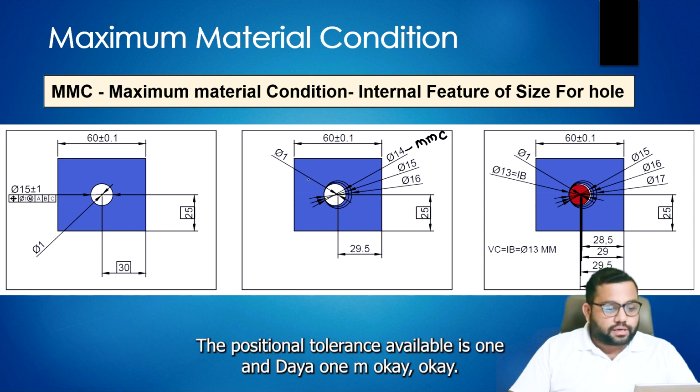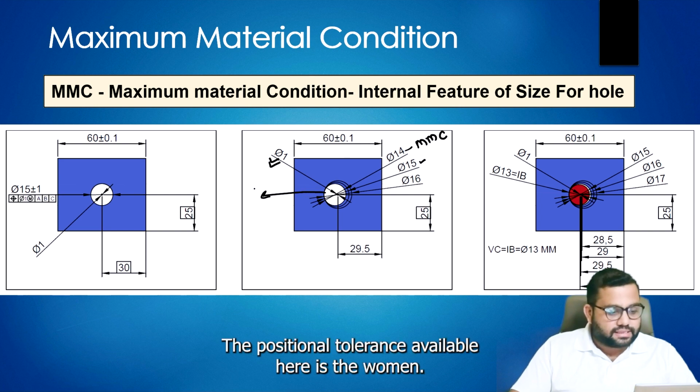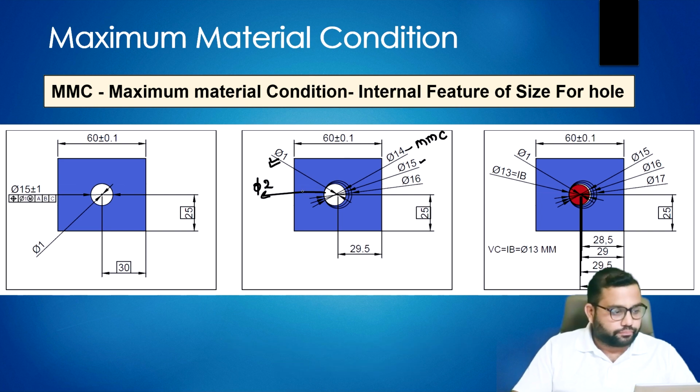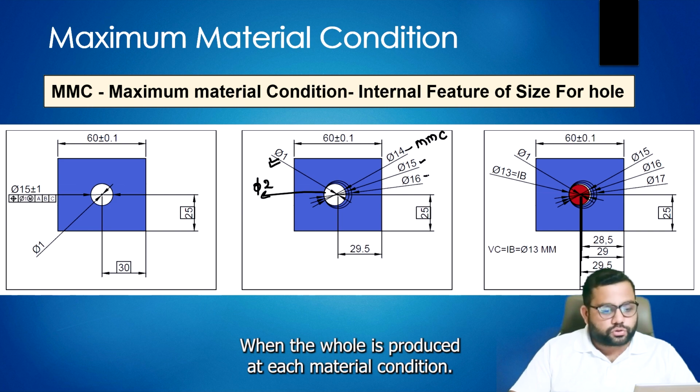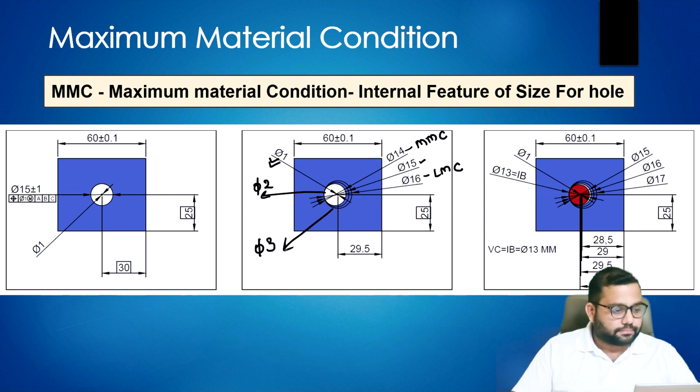The positional tolerance available is 1 mm, dia 1 mm. When the hole is produced at 15 mm, the positional tolerance available here is 2 mm. When the hole is produced at least material condition, 16 mm, the positional tolerance is 3 mm.